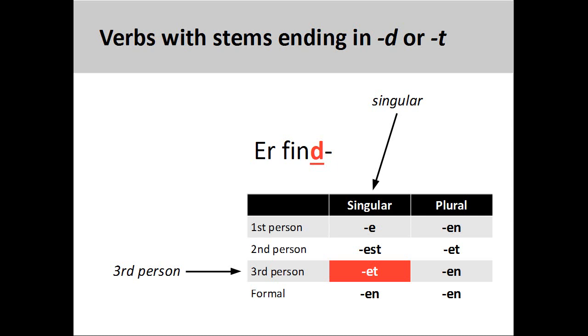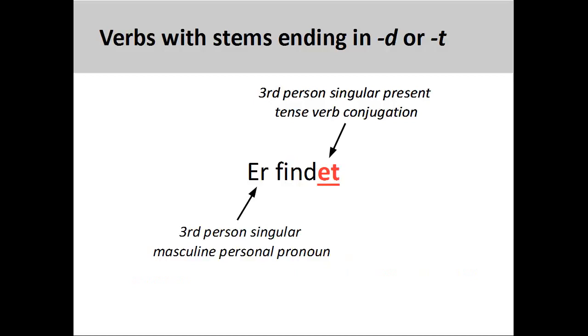Here the appropriate ending et is marked in red. We then add that ending to the verb stem to produce findet, he finds. Both the subject and verb are in third-person singular, creating subject-verb agreement.